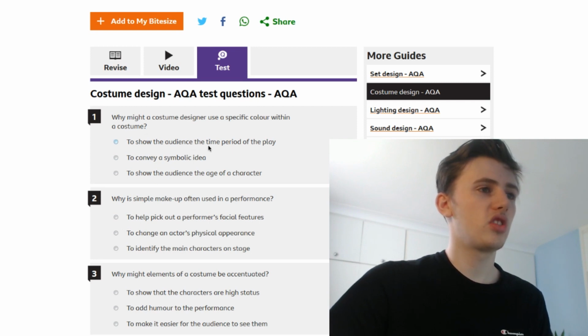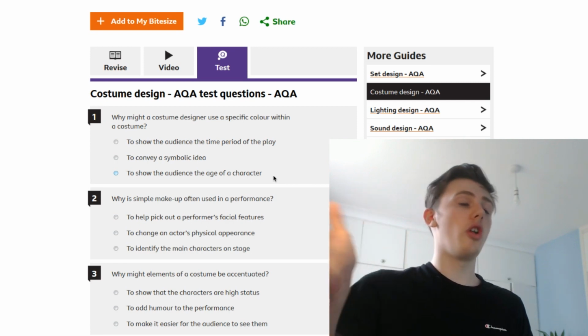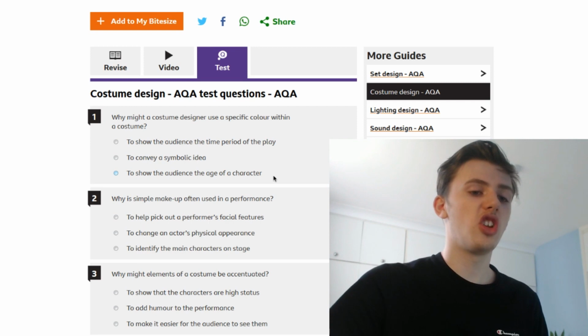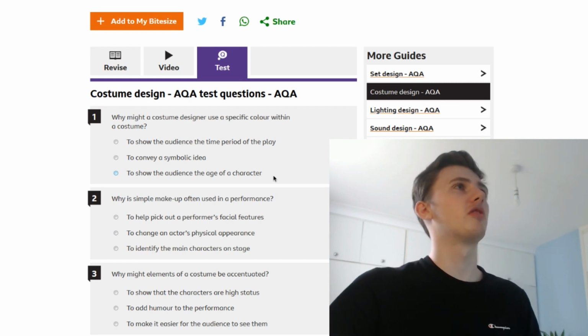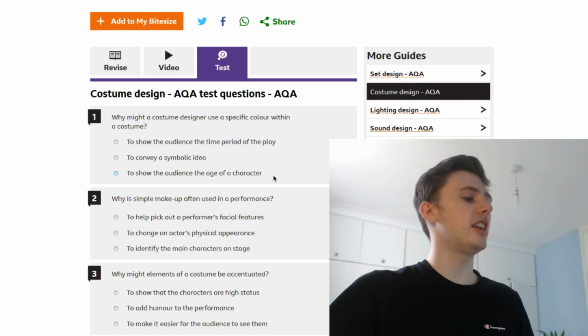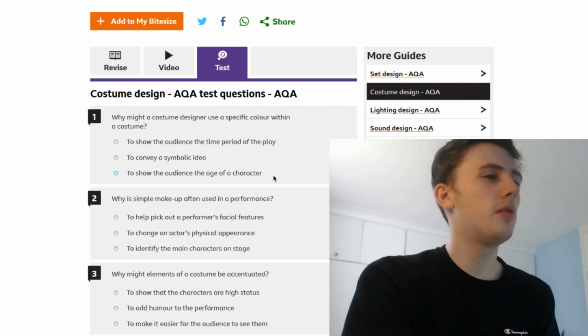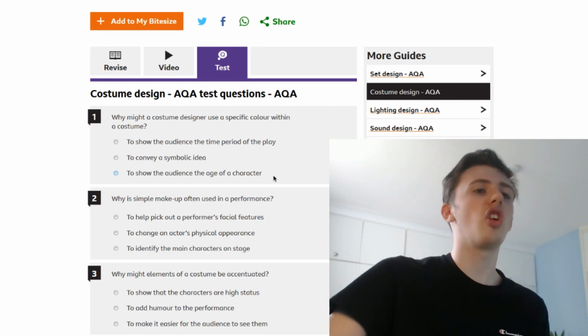To show the audience the time period of the play. Well, going off a whim, I don't think wearing all black is going to depict a certain time frame. I mean, actually, it could because of Gothic. Because Gothic dramas, they always wear black, don't they? To convey a symbolic idea. Well, it's got to be that one.